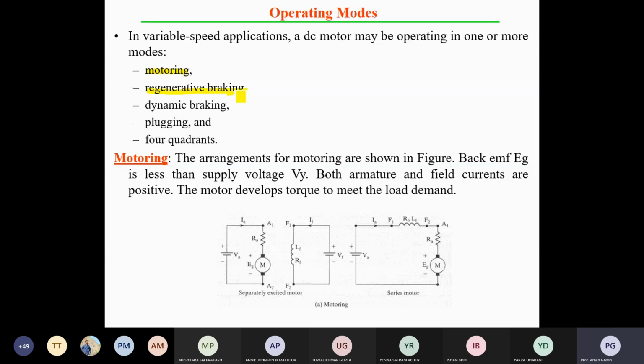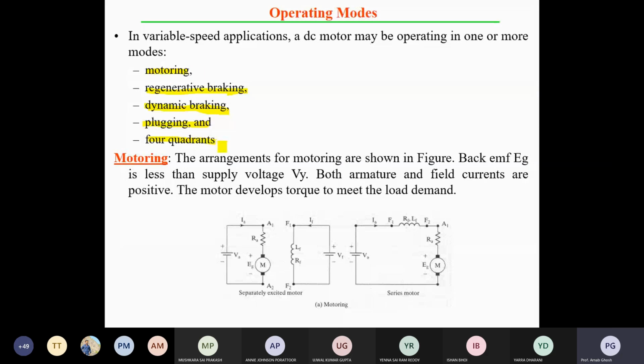Dynamic braking is also there. That is your third quadrant operation, as well as plugging. Plugging is your fourth quadrant operation, and among all of them you can accommodate both in the fourth quadrant operations of drives.